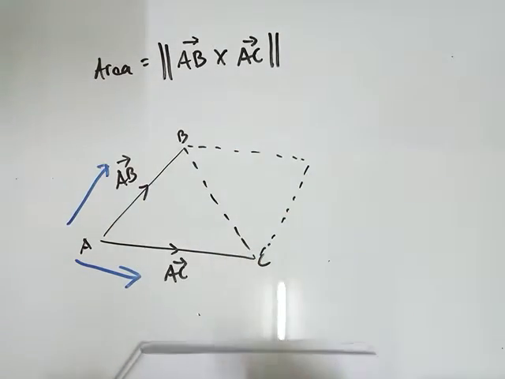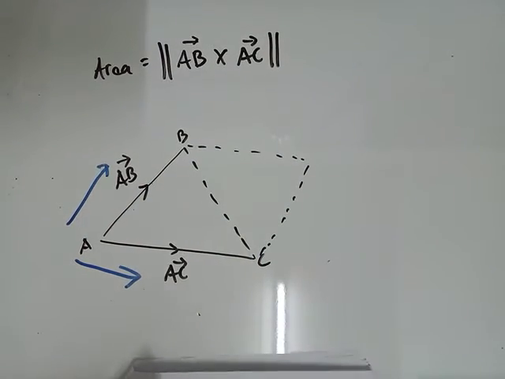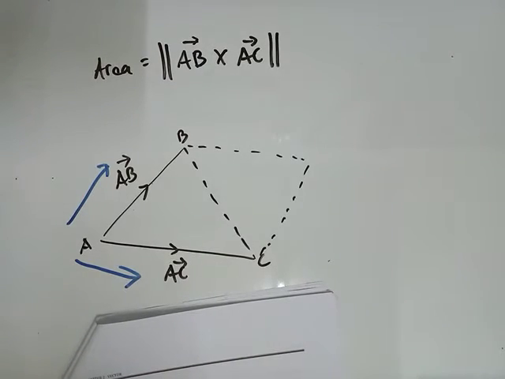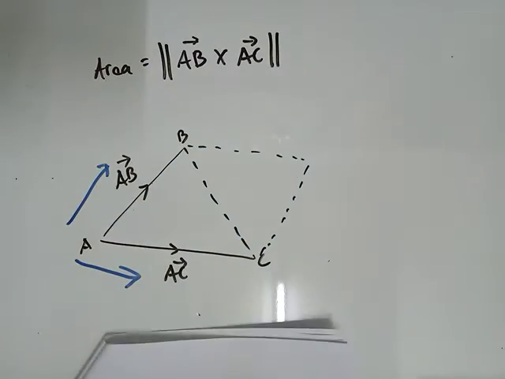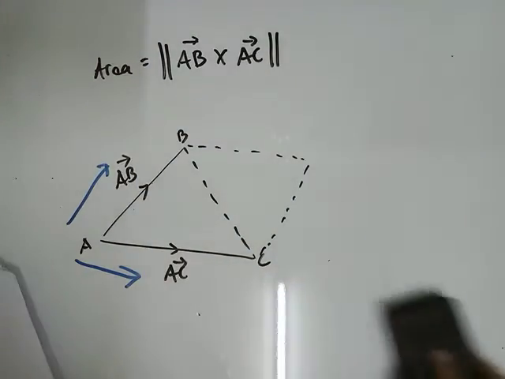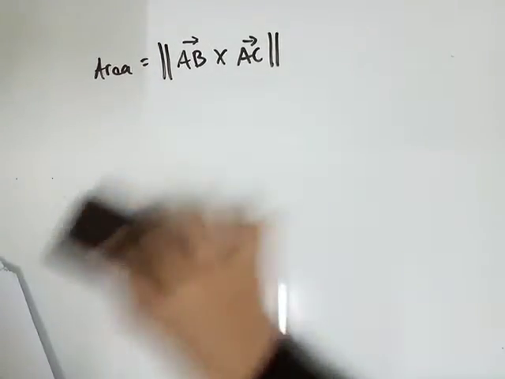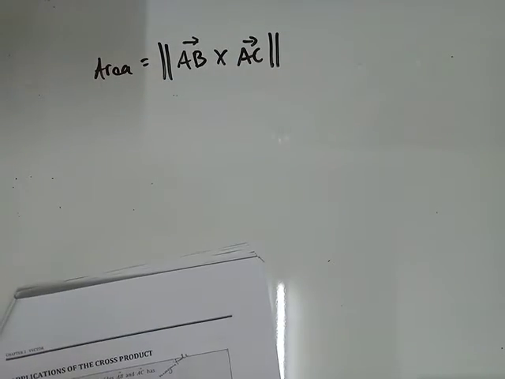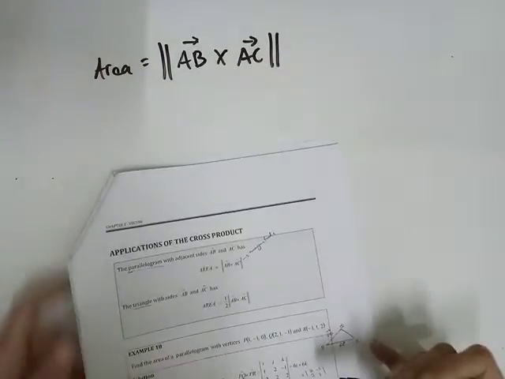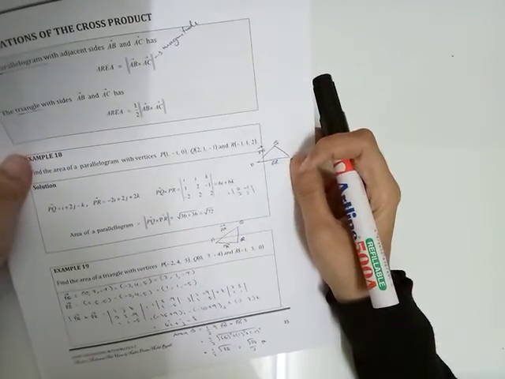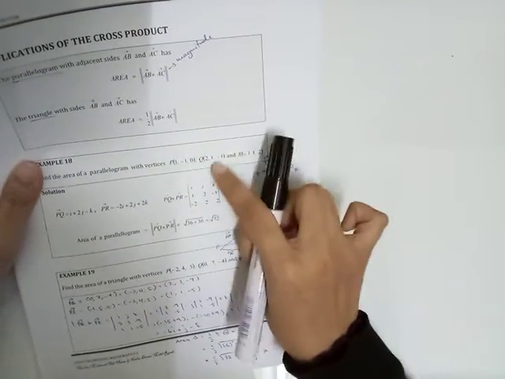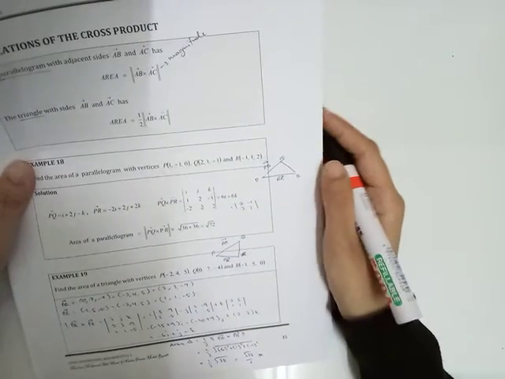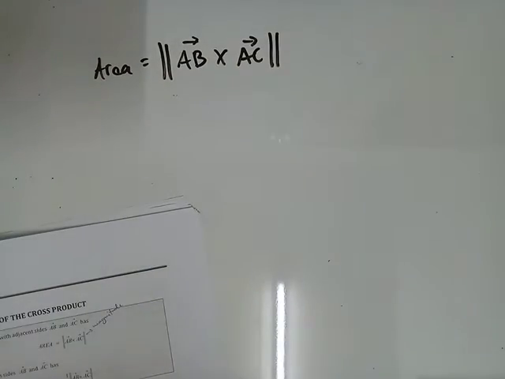Vector AB, vector AC. Alright. Understand? So this is for finding the area of a parallelogram. Vector AB cross AC and then find the length. So look at example 18. Find the area of the parallelogram with vertices P, Q and R. They have given the points P, Q and R. Then you have to find the vector first. They give only points, they do not give vectors. So you have to find the vector.